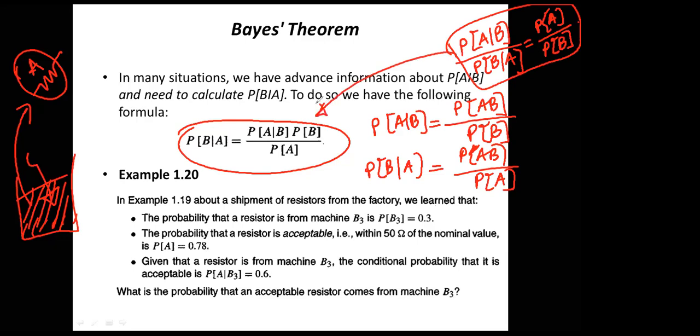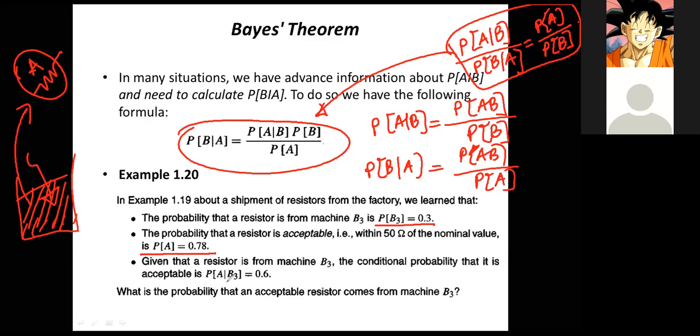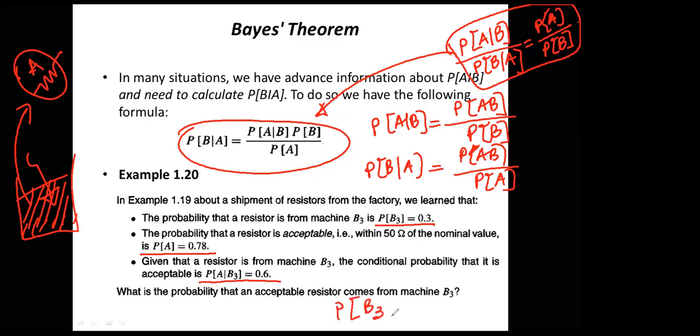All right. So let's see this example 1.20, where every value is given. Probability of B3 is given from the previous example. Probability of A, we have found out in the previous example. And in this example, it is given P(A|B3) is 0.6. Now what we have to find out? P(B3|A). From this equation, this is given, this is given, this is given. We can easily find out, isn't it? Yes sir.